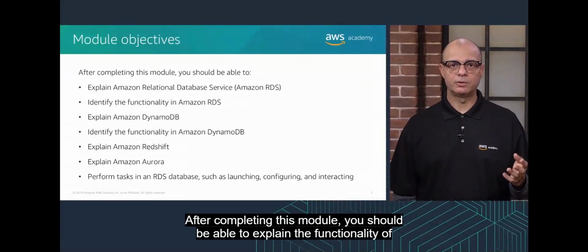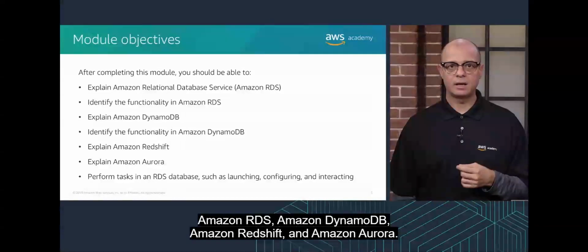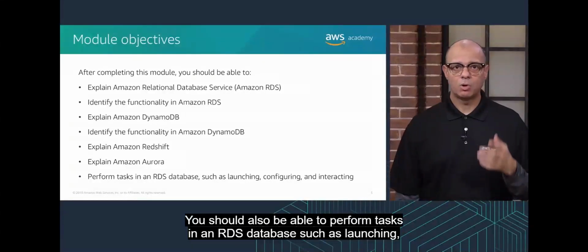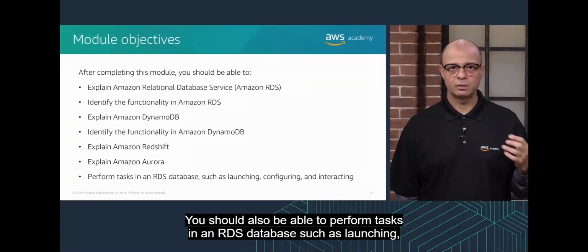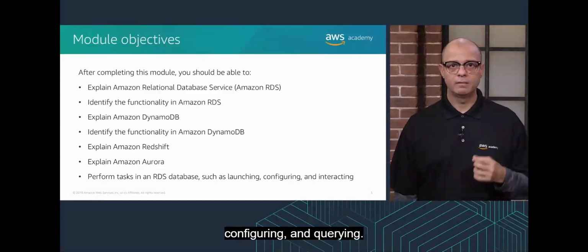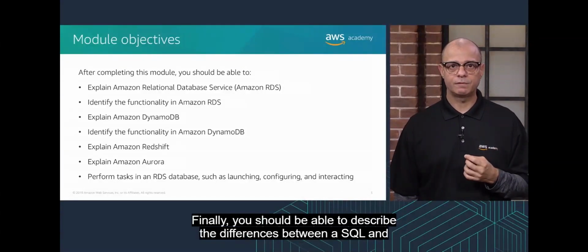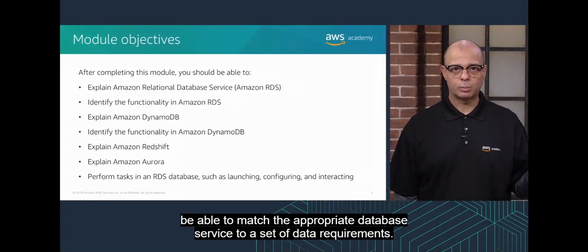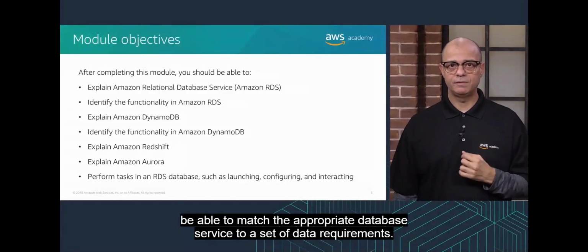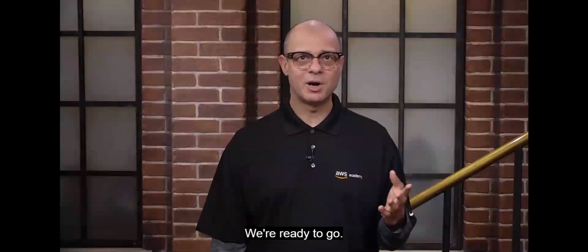After completing this module, you should be able to explain the functionality of Amazon RDS, Amazon DynamoDB, Amazon Redshift, and Amazon Aurora. You should also be able to perform tasks in an RDS database, such as launching, configuring, and querying. Finally, you should be able to describe the differences between a SQL and a NoSQL database, and be able to match the appropriate database service to a set of data requirements. We're ready to go. Let's get started.